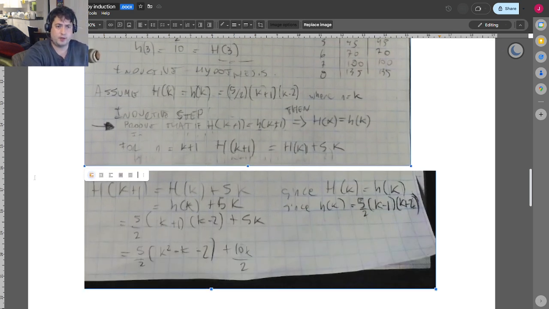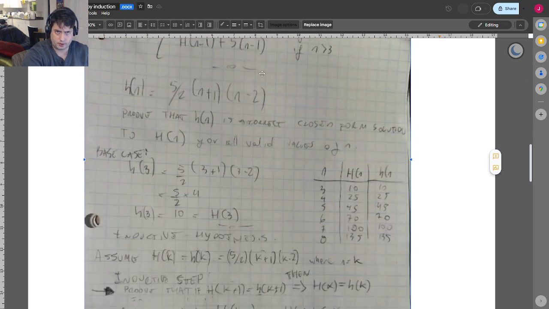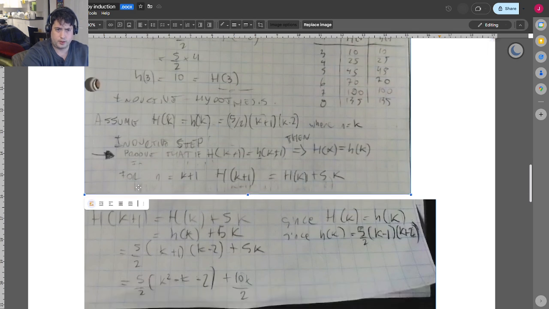So what we do is replace n by k plus 1 in the recurrence relation. We get h of k plus 5k, because if we remember, our recurrence relation is h of n minus 1 plus 5 times (n minus 1). So if we use k plus 1, we only get k here, and the same here. So this is our equation so far.